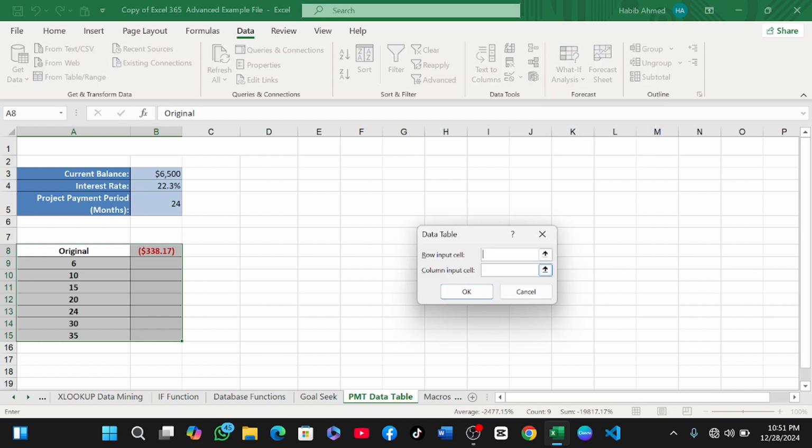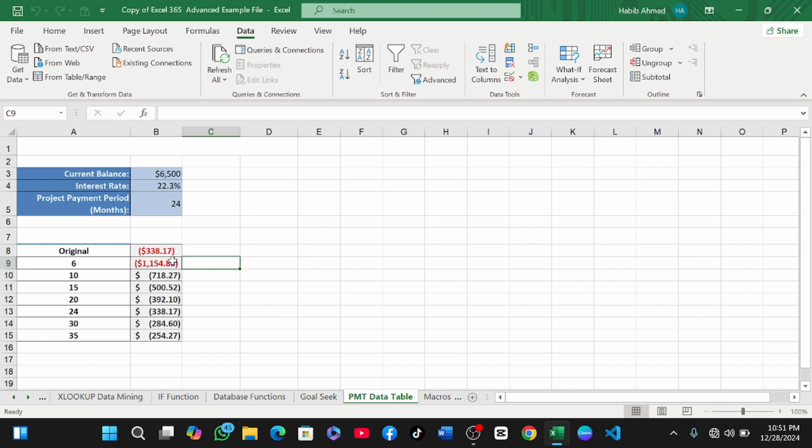Now do you want to do an input row? Is our data in a row or in a column? Now our data is in a column, not in a row. Now we will click on this in column. Now what do you want to change? You want to change the 24 to 6 and to 10 months or 15 months, 20, 24, 30, 35, and now it is in B5, this 24 months, and click on OK.